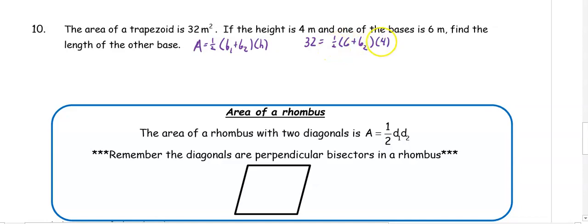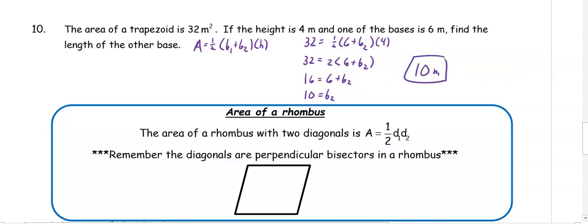So we can multiply the half and the 4 together to get 2. So 32 is equal to 2 times (6 plus base 2). We can divide both sides by 2, so we get 16 equals 6 plus base 2. When we subtract 6, base 2 is going to be 10 meters.